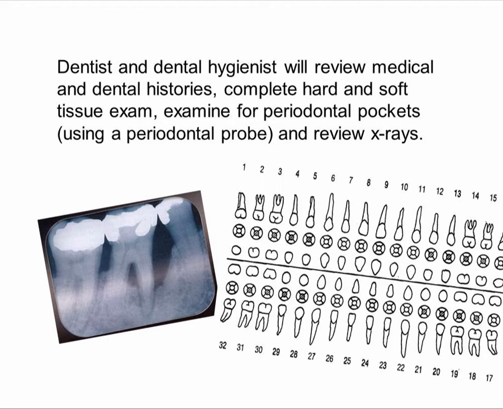So the patient comes to the dental office. The dentist and the dental hygienist, we're going to review the medical history. We want to see what kind of systemic conditions the patient has. We also go over their dental history. We want to know if they're always getting teeth extracted. We want to know if they get cavities often. We do our oral cancer screening. We chart their hard and soft tissue. And then what we do is we measure around each tooth to see if they have those little pockets that we discussed earlier. And that is using the periodontal probe. And I'll go over the probe in just a second. And then lastly, we take a look at the x-rays.